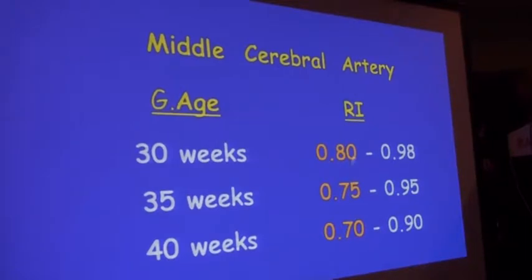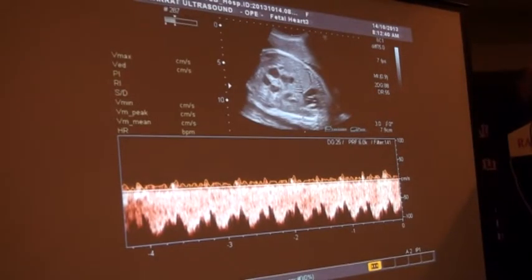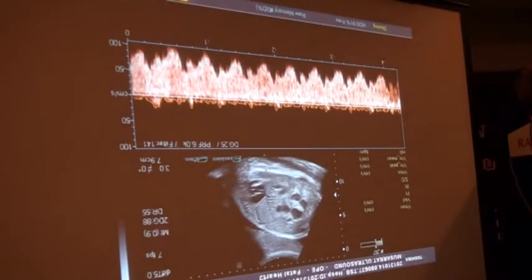MCA, this figure you have to remember, this is the range for 30 weeks and 35 weeks. What you have to remember is the figure does not go below this. Any figure going below this, we are dealing with IUGR. But you give a margin, like 0.80 to 0.70, it's okay, but if it's 0.60 at this stage, it is IUGR. And of course, ductus venosus has to be measured, and we can see that upside down.